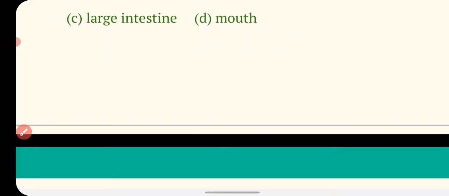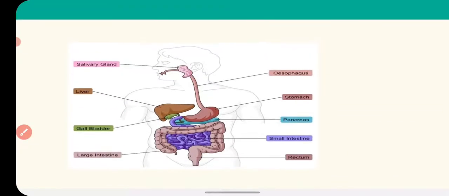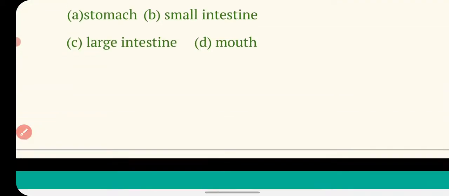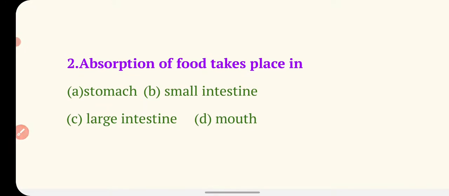So if you see our digestive system, you will find out that the absorption of food takes place in the small intestine. So the correct option is small intestine. Small intestine is the organ in which absorption of food takes place in our digestive system.